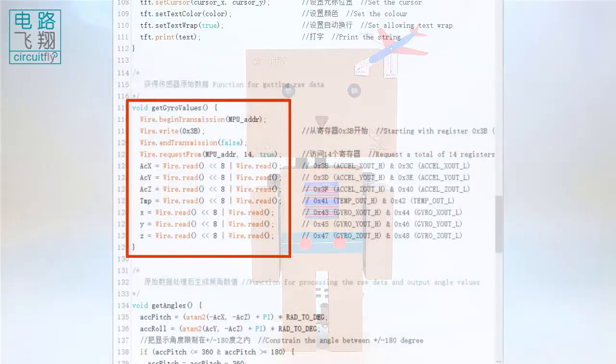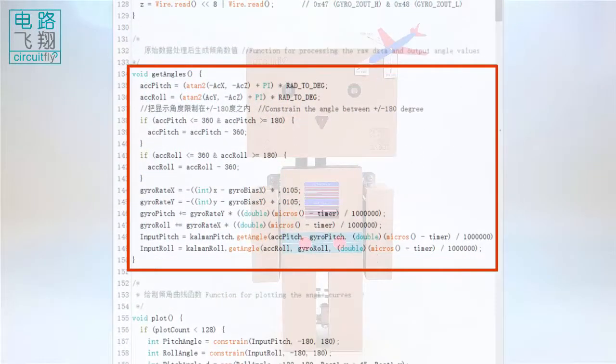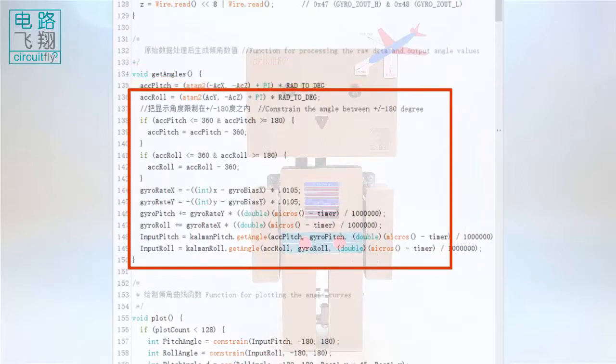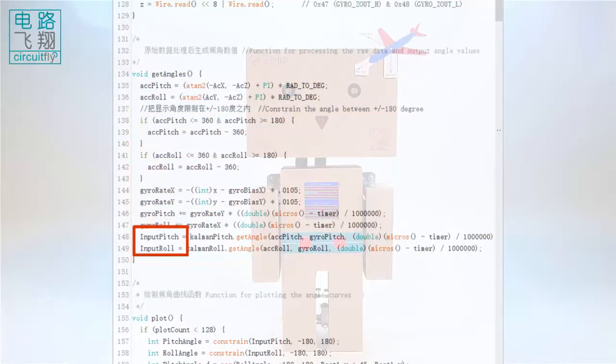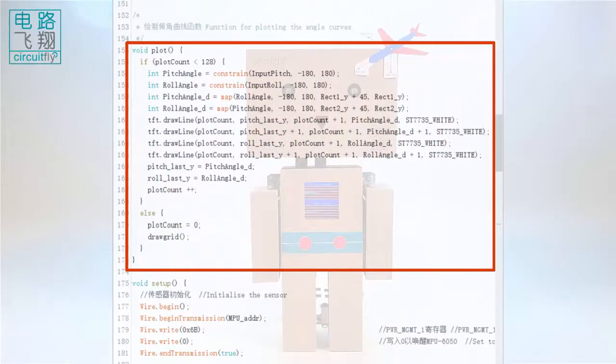The raw data from MPU 6050 is converted to pitch and roll angles in the getAngles function, which are saved in inputPitch and inputRoll variables respectively. The plot function is then called to graph the pitch and roll angles.